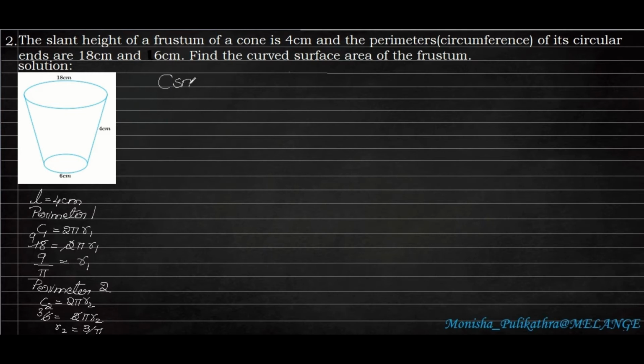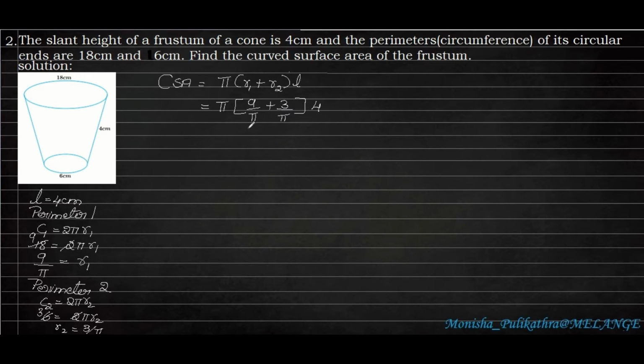Okay. So next here we have to find out the curved surface area of the frustum of a cone. So curved surface area, CSA, of a frustum of a cone is given by the formula pi into r1 plus r2 into L. So here pi is 22 by 7, or else we can take only pi here. Since in the radius we have taken pi, we can just write down pi without writing the value of it. So r1 is 9 by pi and r2 is 3 by pi into L, slant height. Slant height is also given, that is 4.